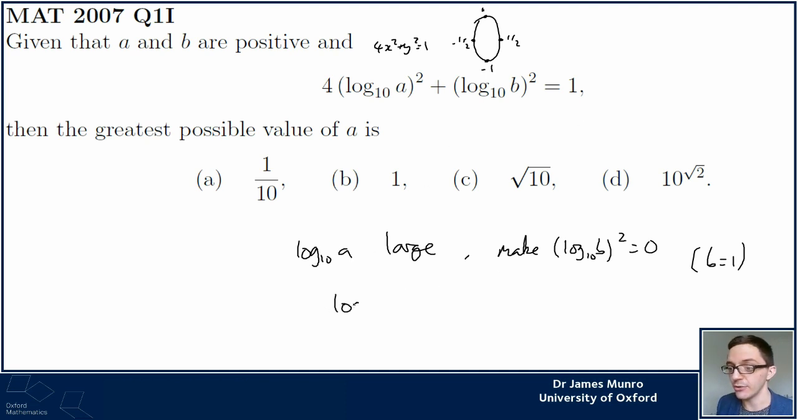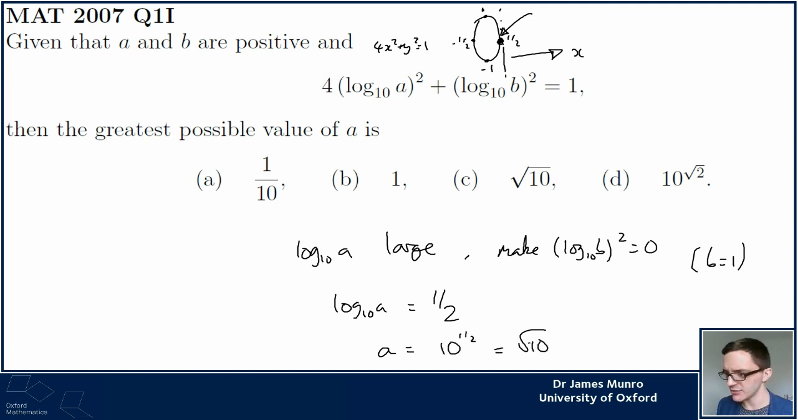It's going to turn out that I want log 10 of a to be 1/2, which is this point here on my ellipse. Maybe the ellipse was helpful after all. Not really sure. Here's my ellipse. I want this point over here. I want to make x really big. Okay, if log base 10 of a is 1/2, then by logarithm rules, a is 10 to the 1/2, otherwise known as the square root of 10. So I think that makes it C.